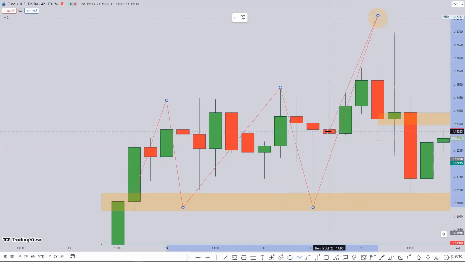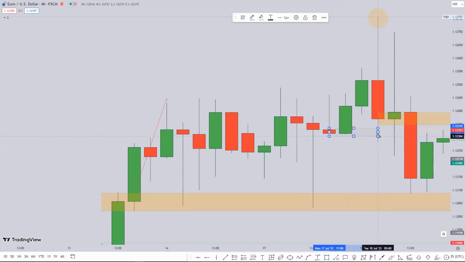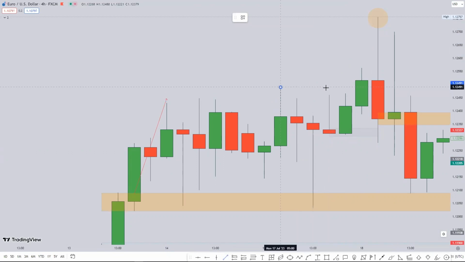So in other words, you can say that this is an OB. Most people would call it an OB, order block. It is some sort of order block because there was a break above. This was the high, and then the market broke above this. So this will serve as an OB.